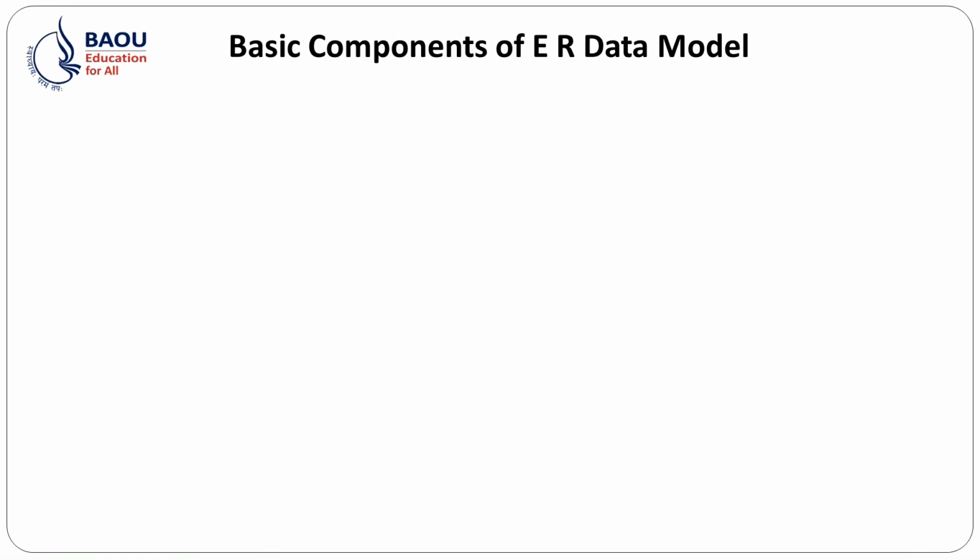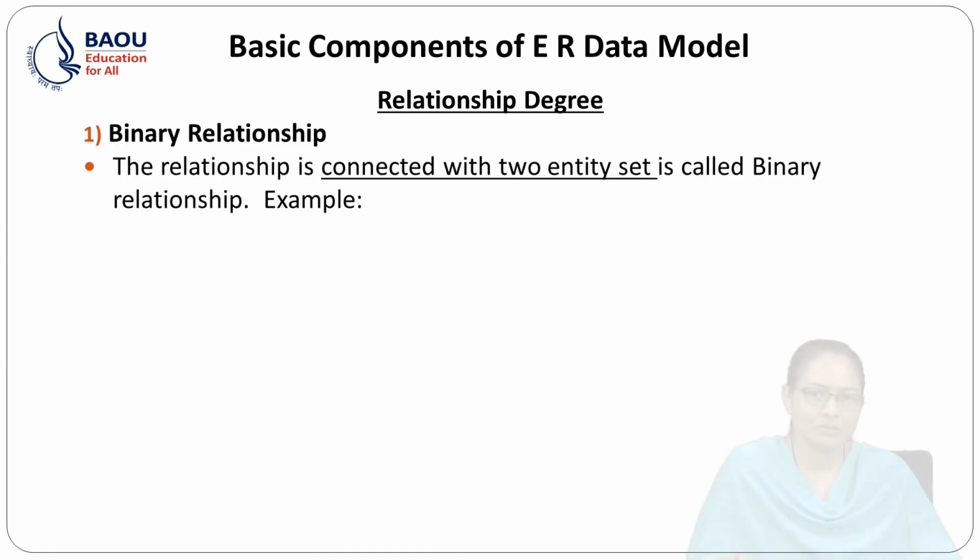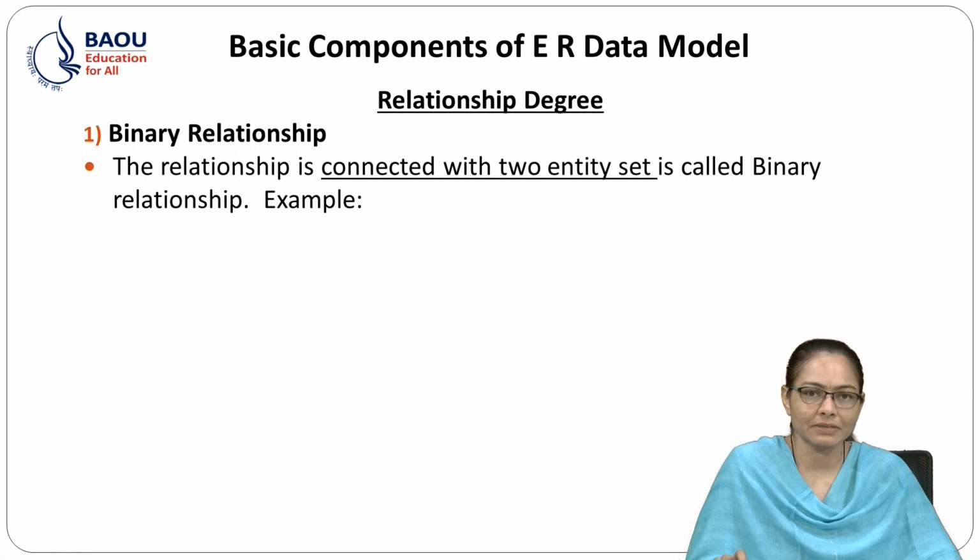Now, the next is, what is relationship degree? Relationship degree means how many entities are connected with the relationship. There are three types of the relationship degree. First is the binary relationship. Second one is the ternary relationship, and third one is the n-ary relationship.